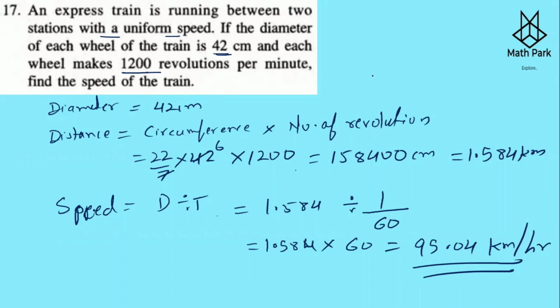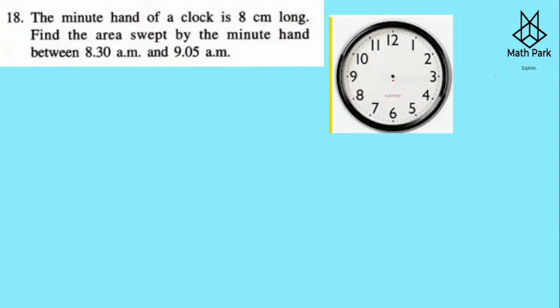Got it? So at 8:30, the minute hand is going to be at 6. And the length of the minute hand is the radius of this circle, which is 8 centimeters. At 9:05, it is going to go over here. So how many minutes are being covered? We have to see the area swept in 35 minutes. This can be done by area of sector, but you haven't learned that yet.